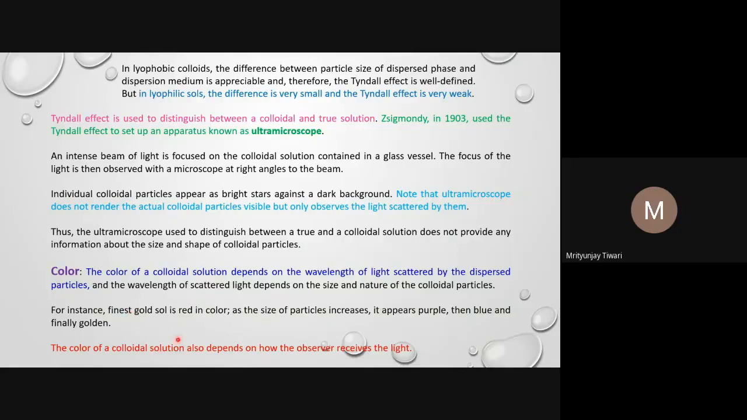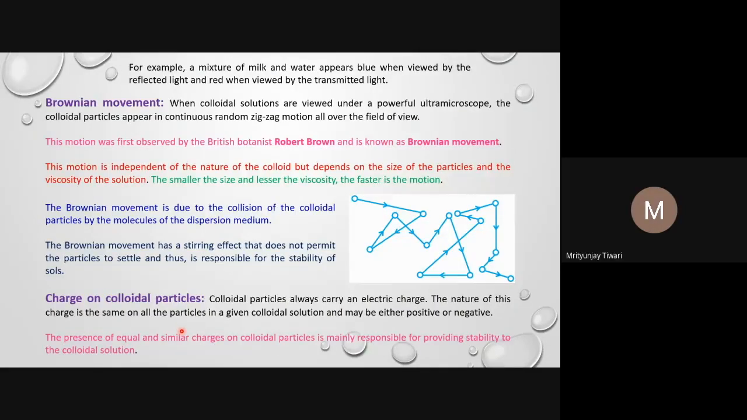Then the color of the colloidal solution also depends on how the observer receives the light, meaning whether the observer is receiving the reflected light or the transmitted light. Depending on what kind of light the observer is observing, the color of the colloidal solution changes. For example, if a mixture of milk and water is seen through reflected light, it appears blue, and when it is viewed by transmitted light, it appears red.